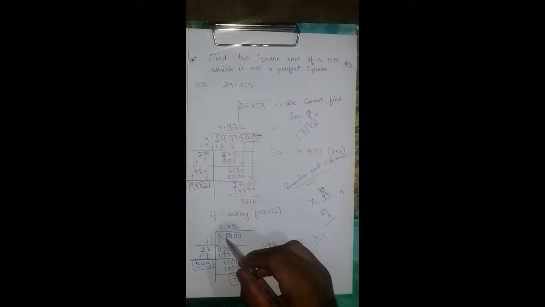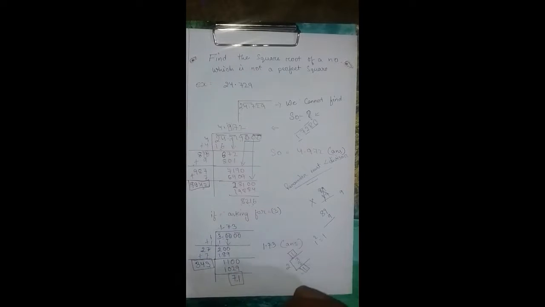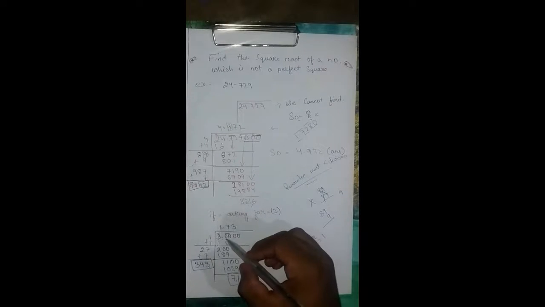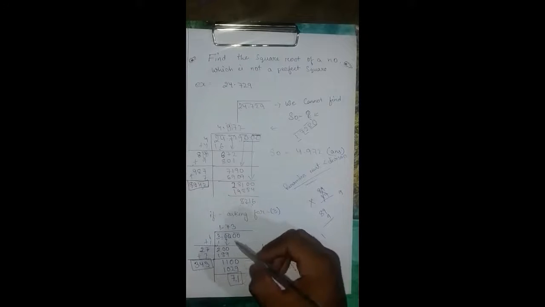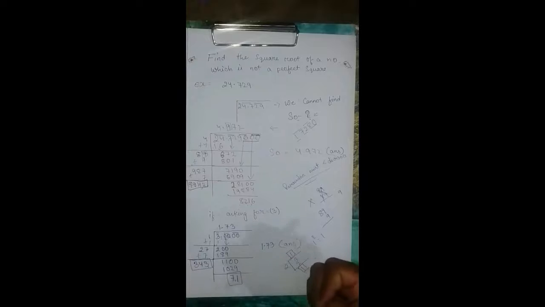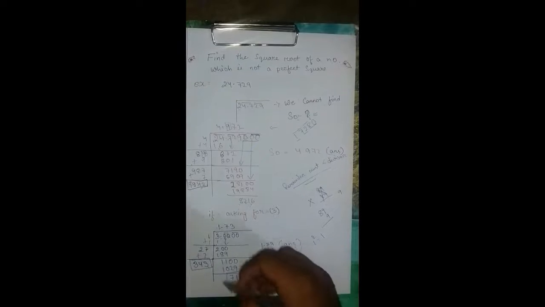Okay, if asking for only 3, then we cannot find it directly. We do not know what the square root of 3 is, so we will write 3.40, or 20 zeros also you can add. Okay, and 1 also you will see. If you use 20 here, the number will come big, and you should always see that the divisor should be greater than the remainder.